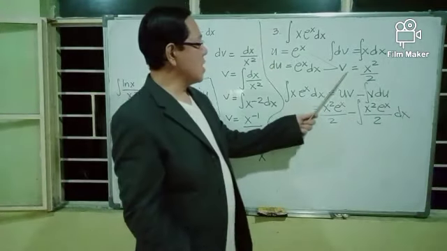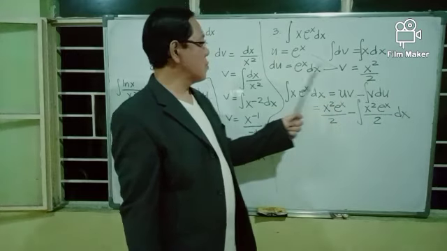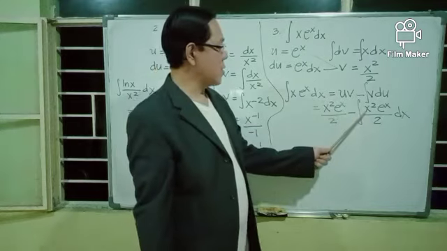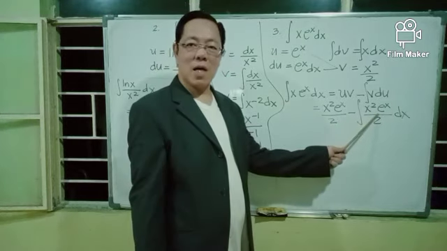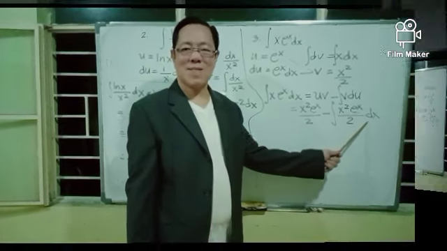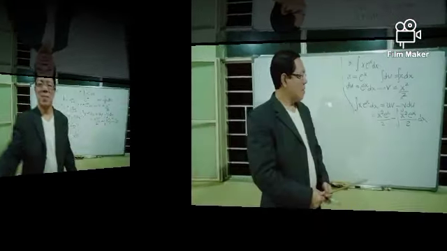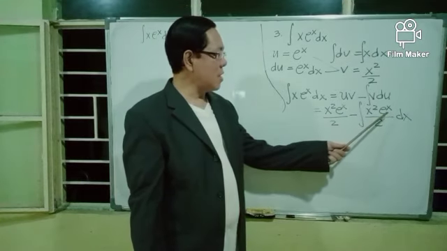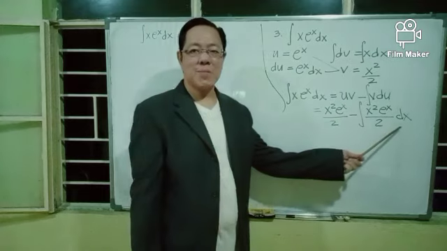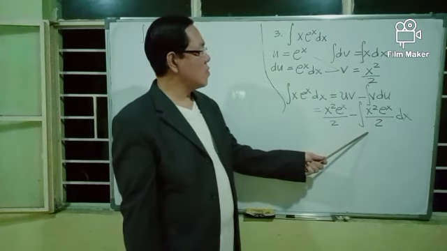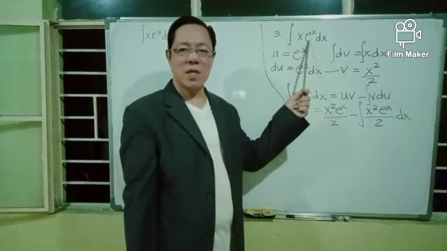We have v equals x squared over 2, multiplied by du, which is x squared times e to the x divided by 2, and we integrate this with respect to x. But considering the integral of x squared e to the x over 2 with respect to x, you can see that this integral is now more complicated than the given.